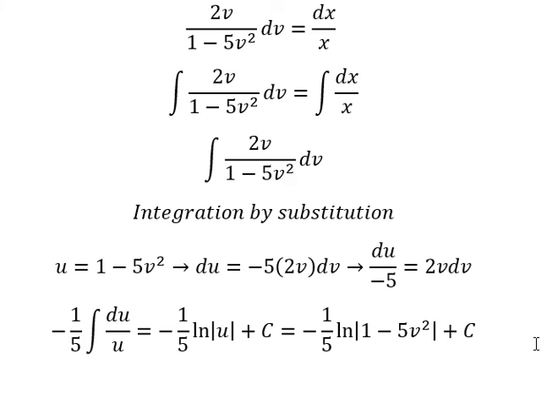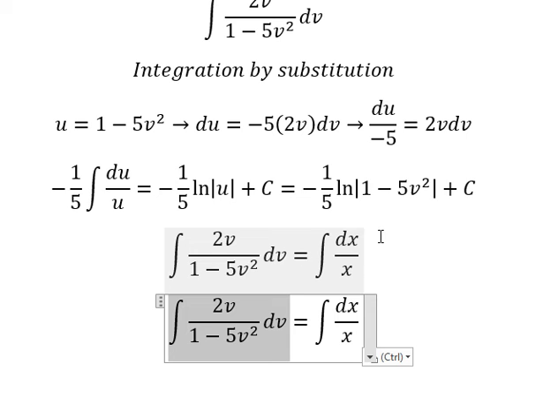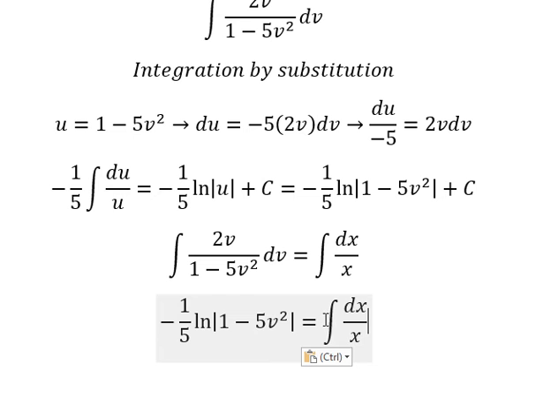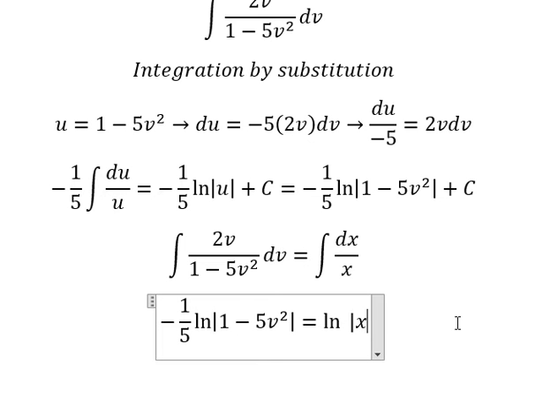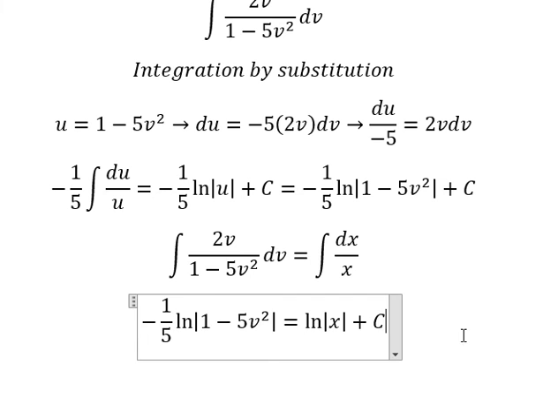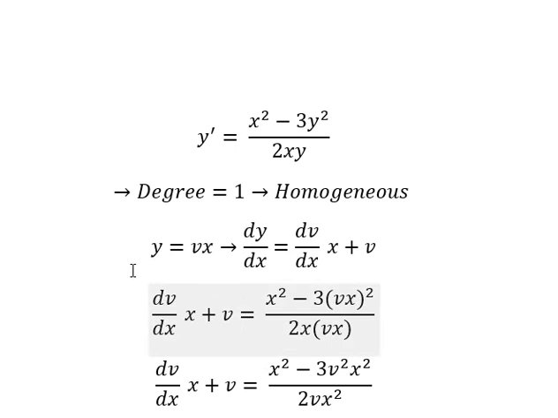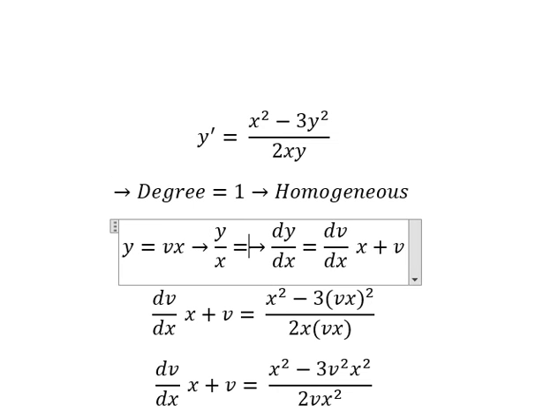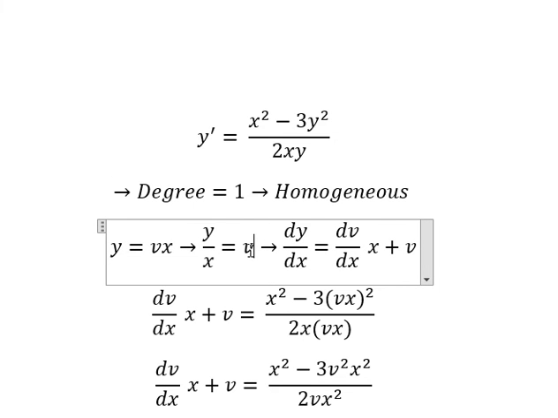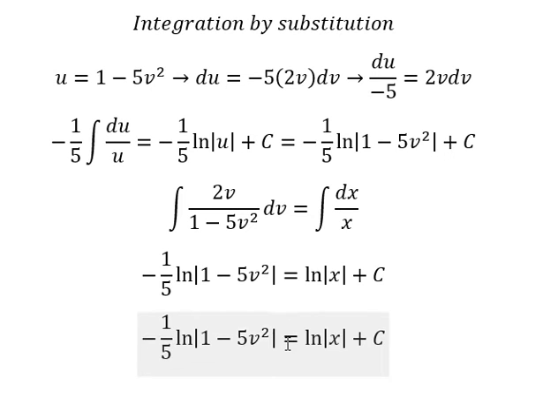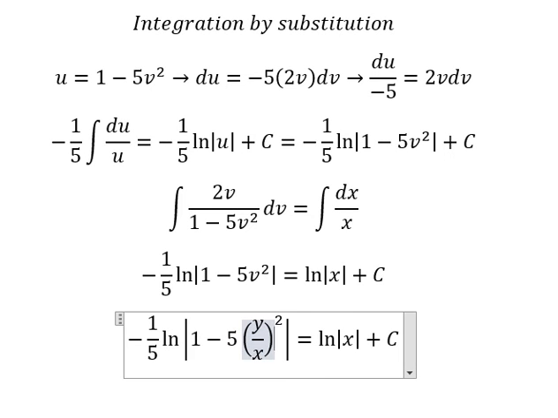Now the integration of this one, that is about this one. So the integration of this one, we have ln of the absolute value of x, and I will put c. About v, that is about this one, so we need to divide both sides by x. And now we need to change v into this one.